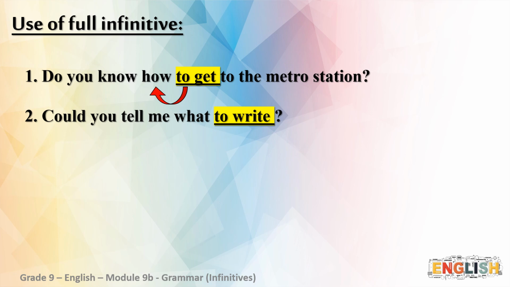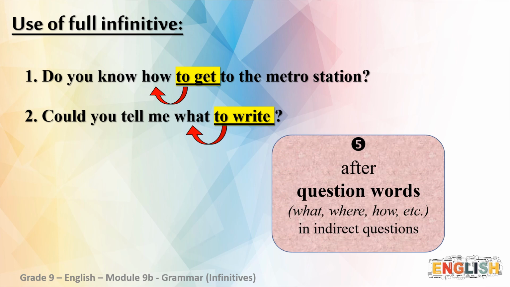Number one, we have the word how, and number two, we have the word what. So these two words are question words. So this is the last use of the full infinitive when it comes after question words like what, where, how, etc. when they are used in indirect questions.